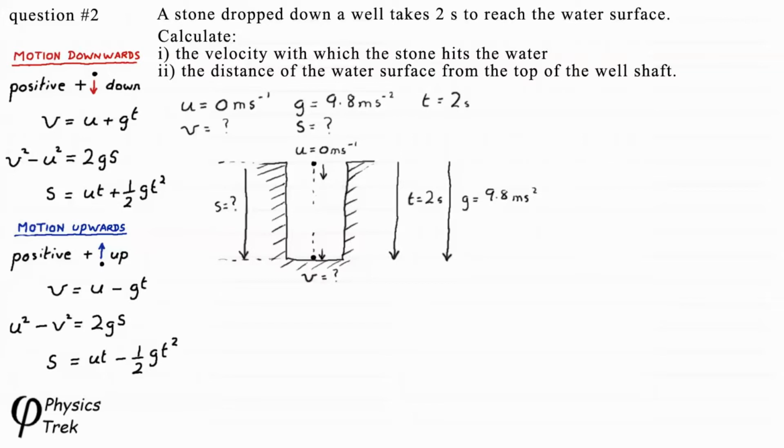We are asked to find the velocity v with which the stone hits the water. We are given u, g and t, so the obvious choice of equation is v equals u plus gt. Let's just get that down and put the numbers in. u is 0, g is 9.8 and t is 2. Which comes to 19.6 meters per second.